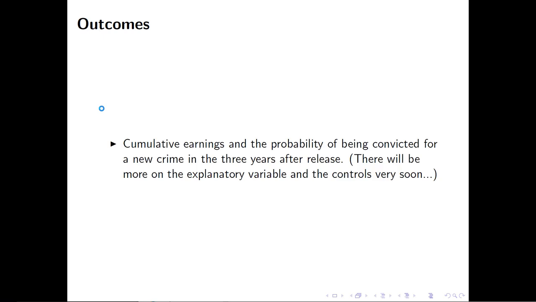So as I mentioned, we're focusing on cumulative earnings and the cumulative probability of being convicted of a new crime in the 3 years after release. We've messed around with a whole bunch of other sorts of employment measures and also measures of criminal activity or criminal recidivism. The results are never perfectly consistent across all outcomes, right? As much as we might love for them to be. But the results are highly consistent across these different measures of employment and recidivism.